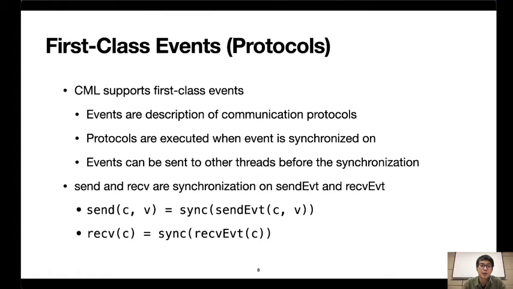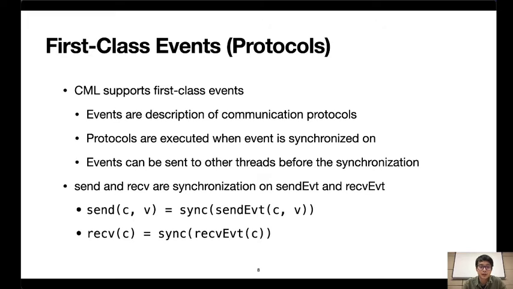After we understand the example, let's look at first-class events, or sometimes we call them protocols. CML provides first-class events. These events are descriptions of communication protocols. And protocols are executed when those events are synchronized by a thread. Note that an event is a first-class value, so it doesn't have to be synchronized immediately. Threads can construct an event and send that event to another thread before the synchronization.